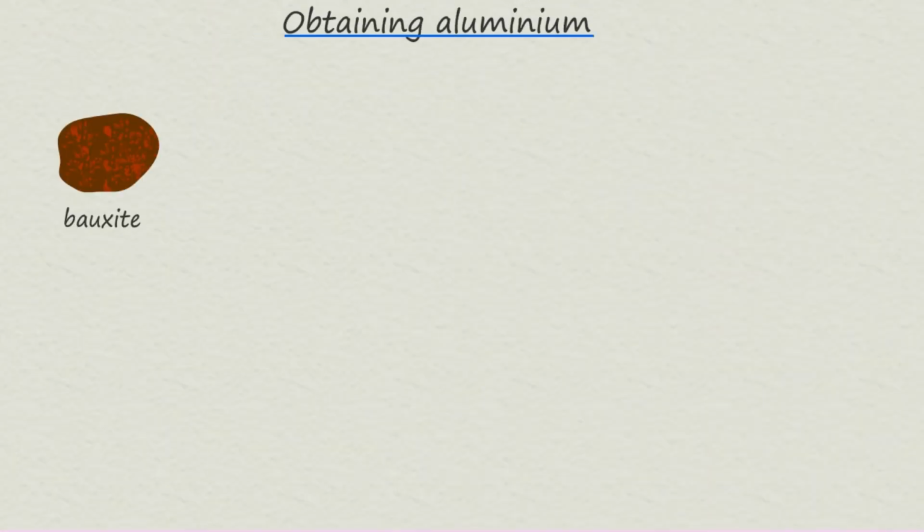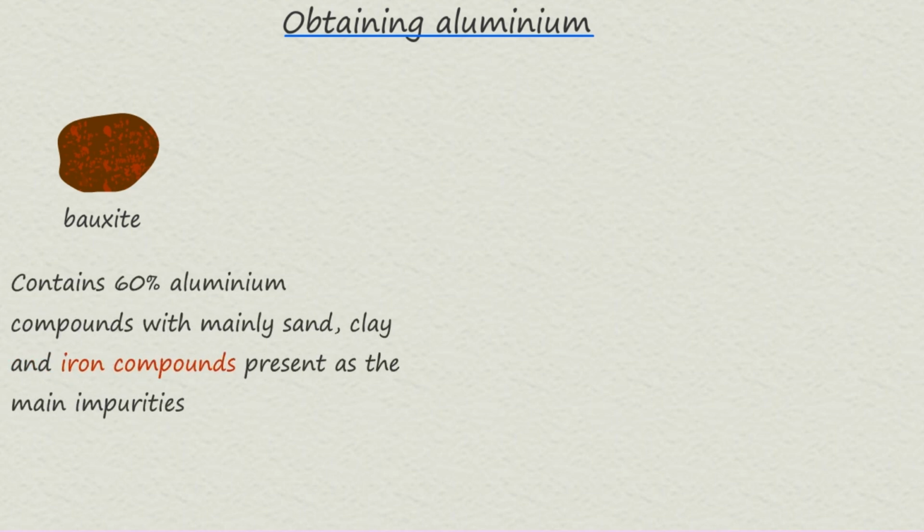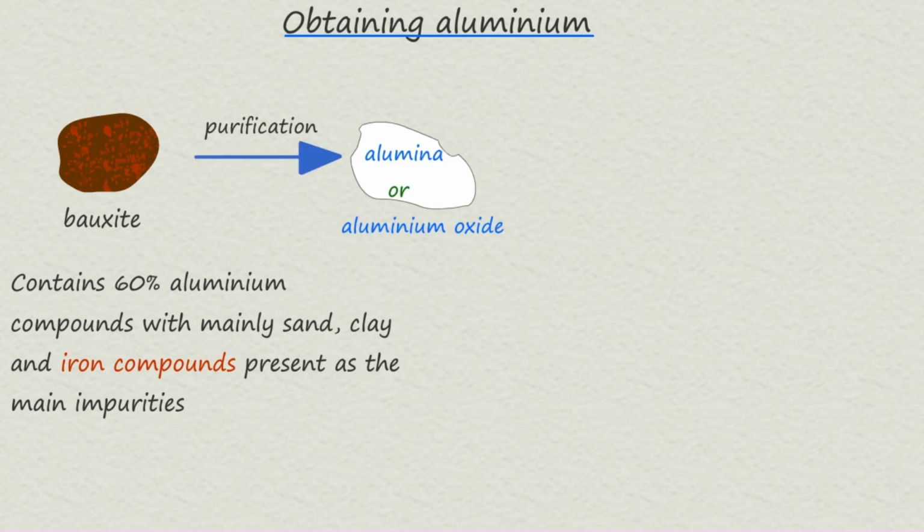The main ore of aluminium is called bauxite, and bauxite ore may contain up to 60% aluminium compounds, with the main impurities being sand, clay and iron compounds such as iron oxide. Now, before any electrolysis is carried out to extract aluminium present in the bauxite, it is first purified to form a white powder called alumina. Now, alumina is simply aluminium oxide.